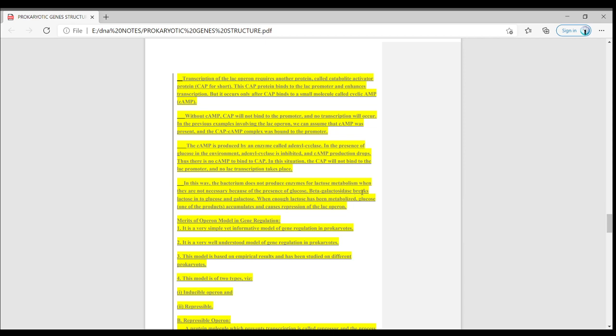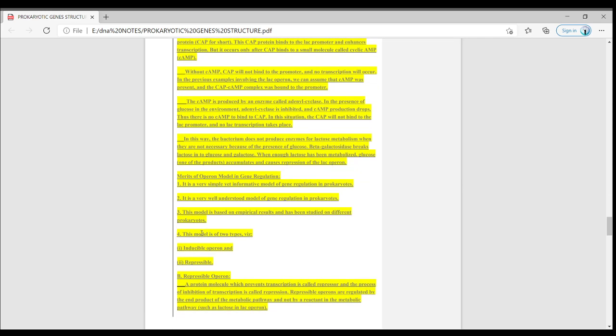Then beta galactosidase breaks lactose into glucose and galactose. When enough lactose has been metabolized, the glucose, or one of the products, accumulates and it causes the repression, or stopping, of the lac operon, and the transcription process stops. Repression means stopping of the function of the lac operon, or the transcription process gets stopped.